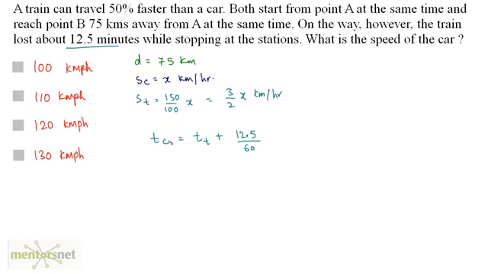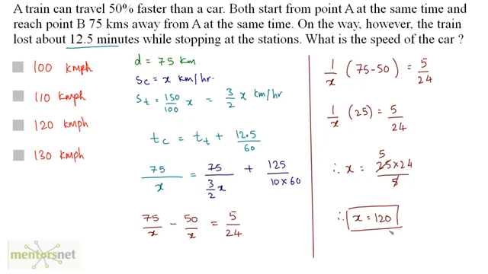Okay, so what is the formula for time? It is distance upon speed. The distance is 75 kilometers. So 75 upon the speed of the car, x kilometers per hour, is equal to, again the distance is 75 upon the speed of the train, 3 by 2x, plus 12.5 by 60, which can be written as 125 by 10 into 60.